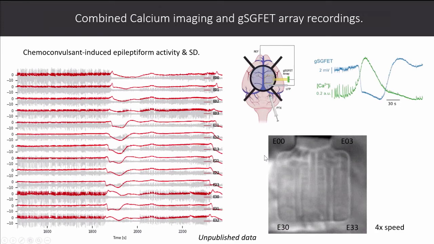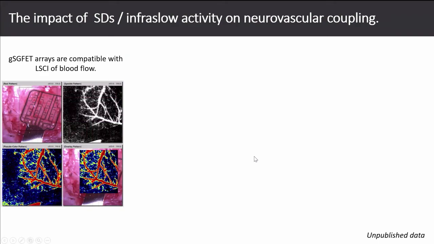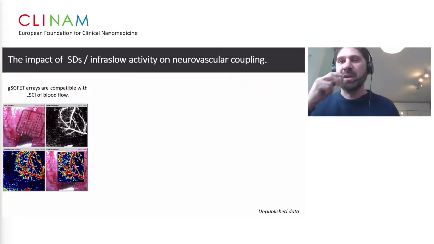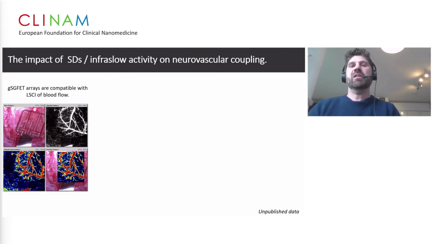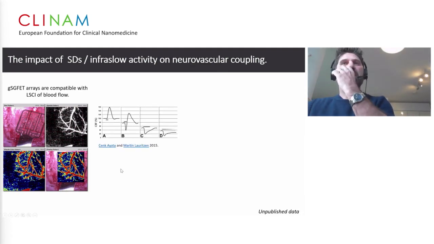In the interest of time, I might just skip forward this slide and show that it's compatible with other technologies. So for example, if you're interested in blood flow, you can use a technique which Serge introduced earlier, which is functional ultrasound. And we have a collaboration with Serge to show that our graphene transistors are compatible with that technology. But you could also use a technique called laser speckle contrast imaging. And here what you can see is you can measure the blood flow through these vessels that are directly underneath the graphene transistor array.